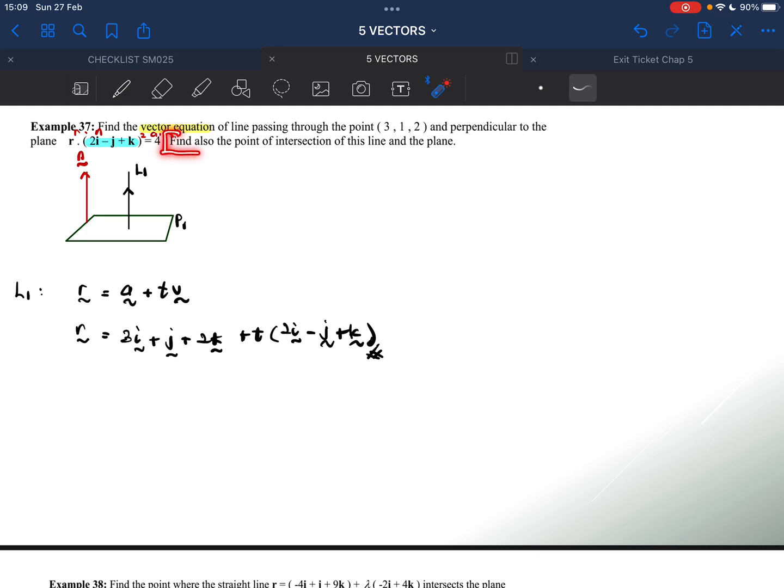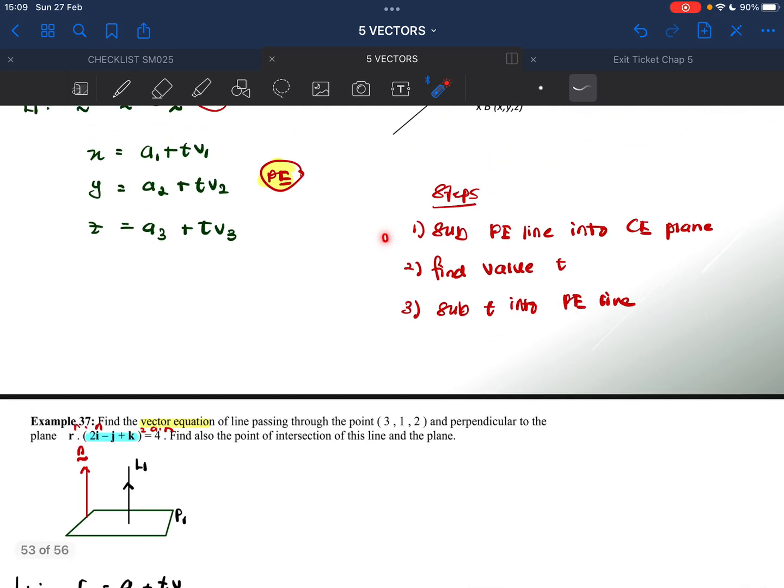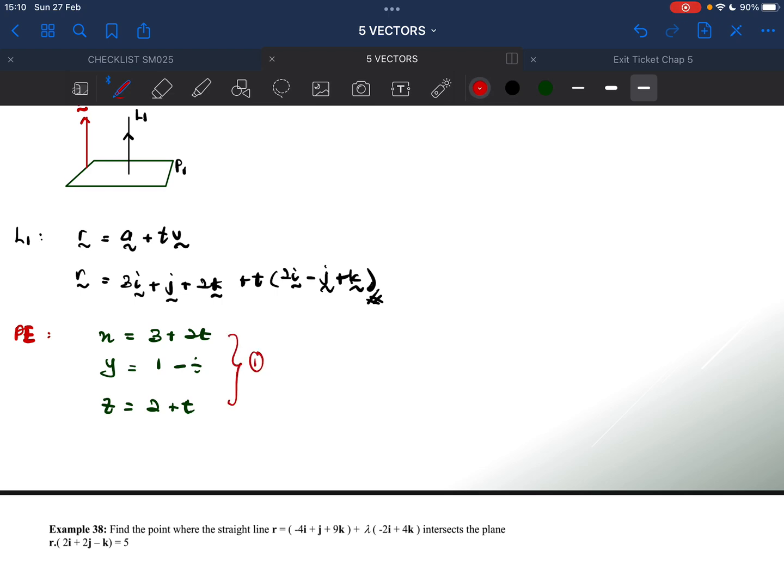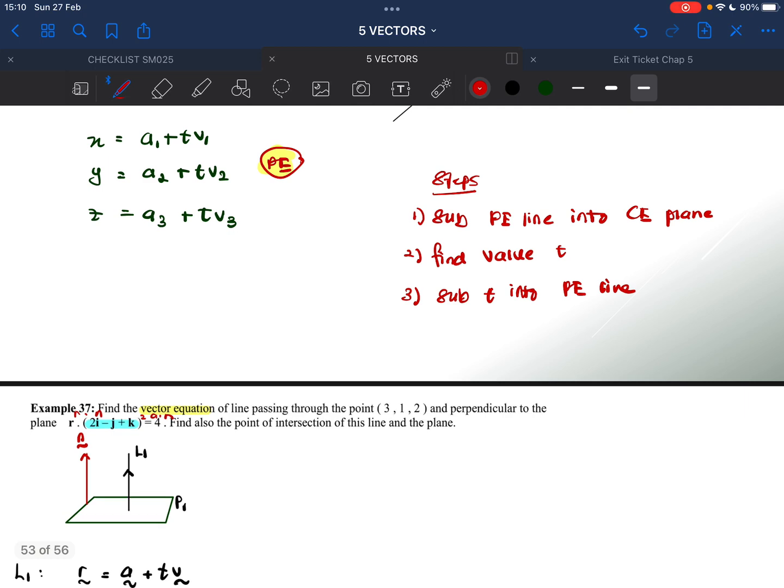The question also asks us to find the point of intersection between the line and the plane. So this is the point that we want to find. Back to the first step, we need the PE line and the CE plane. Let's find the PE line first, from the vector equation of the line: x equals 3 plus 2t, y equals 1 minus t, z equals 2 plus t. Let's put all of this as the first equation. The next thing is we want to find the Cartesian equation of the plane.